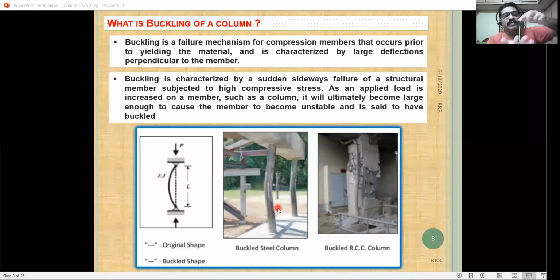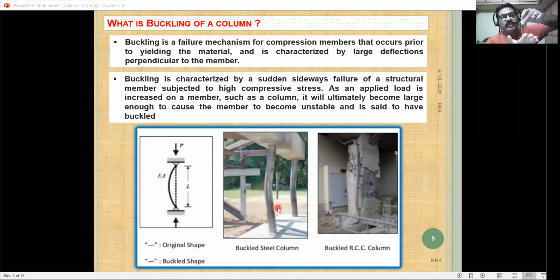So this is the column, suppose, right? I am applying a compression, and I keep on applying, keep on applying. After some extension, it will try to bend. I will not call it a bend; this is a buckle. So this column is buckling now. You are able to clearly see the column is buckling.